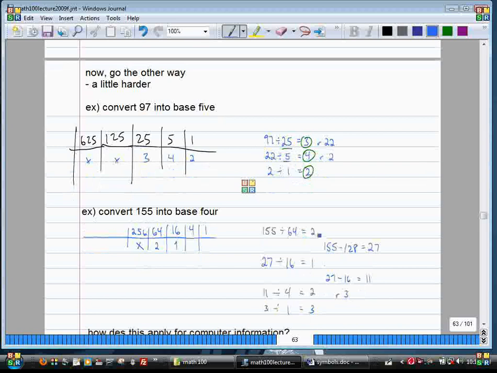So, how many 64s? There were 2. How many 16s? There was 1. How many 4s? There were 2. And then how many 1s? There are 3. Okay. You dig? Okay, so does that make sense?